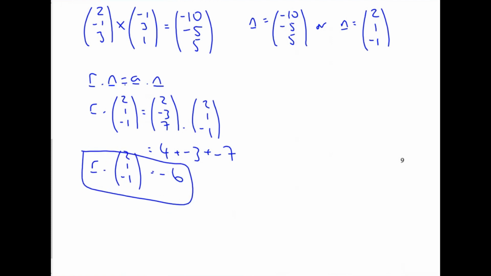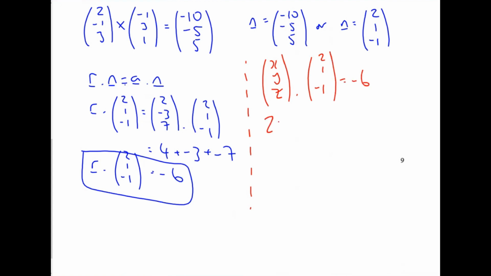Converting this into Cartesian form, put in x, y, z instead of your r. And then do the dot product of that. So 2x plus y minus z equals -6, or I'm going to bring that 6 across and put +6 equals 0. Either's fine.